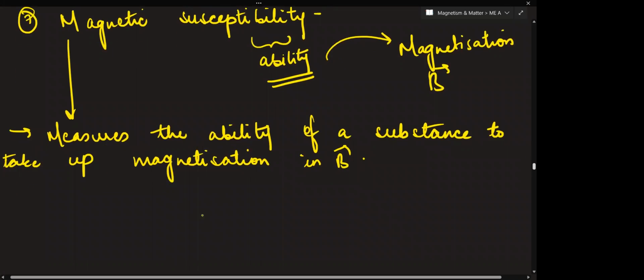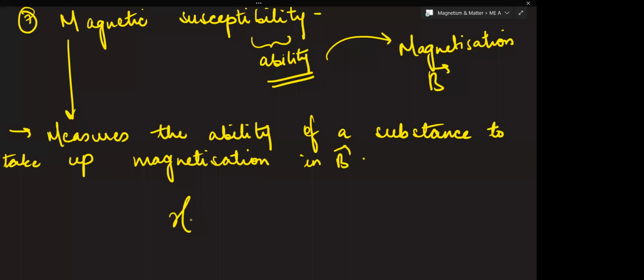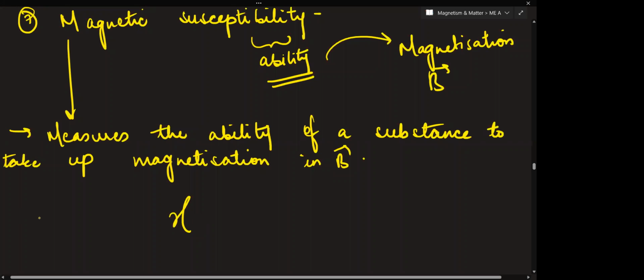The symbol is called chi. You must have used this in your chemistry, mainly when you have those partial pressures and mole fractions, we use the symbol chi. So there you must have seen it. So we just put an M to distinguish it from others. It's actually the ratio of intensity of magnetization, remember intensity of magnetization, to the magnetic field intensity H. So this is the formula.